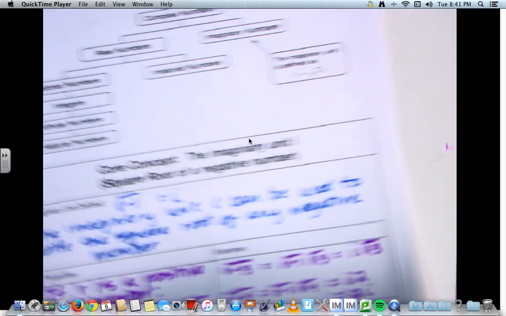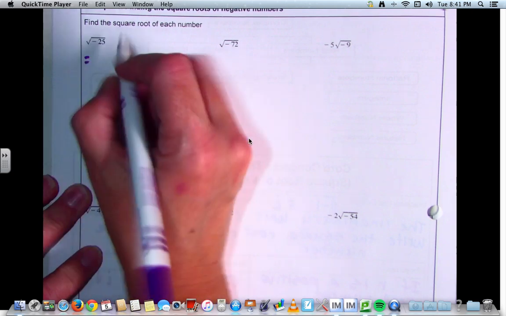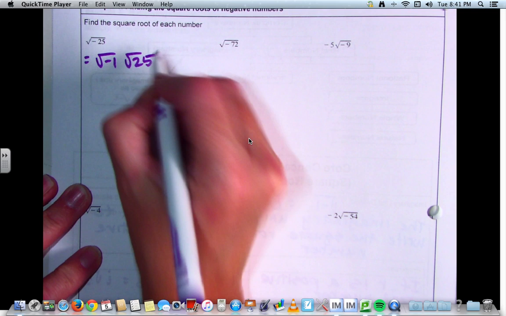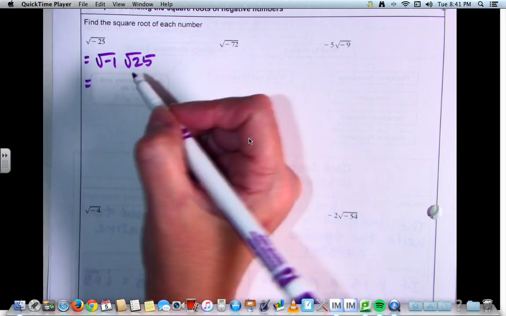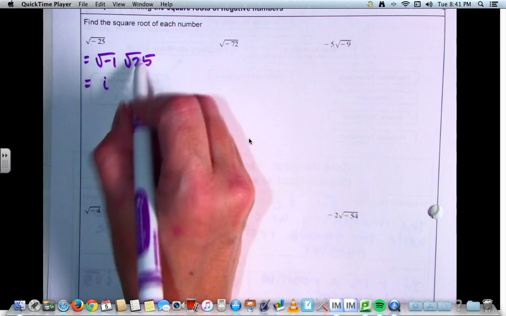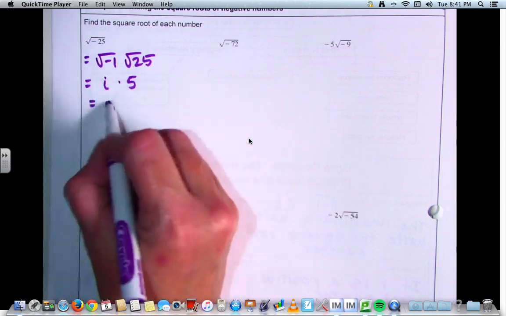Some examples. The square root of -25 is equal to the square root of -1 times the square root of 25. The square root of -1 is I. The square root of 25 is 5. We write this as 5I.